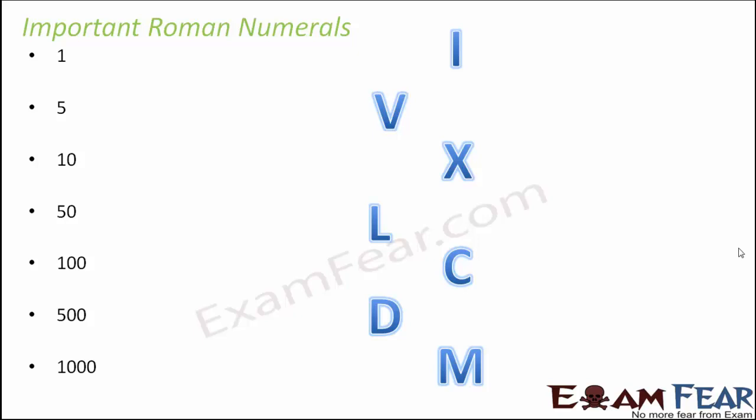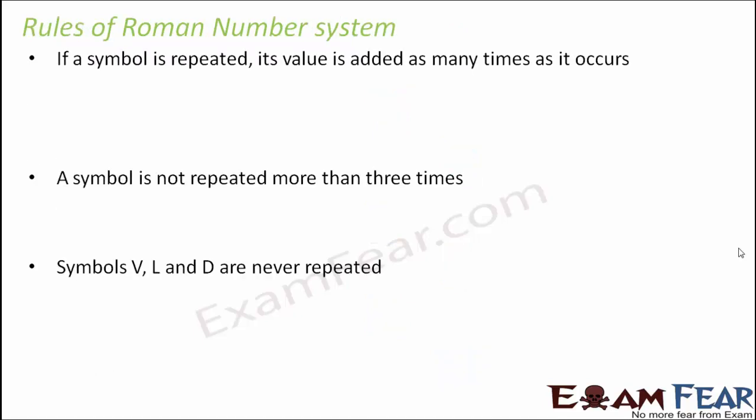So you see, these are all English alphabets which are used to denote these numbers 1, 5, 10, 50, 100, 500 and 1000. So now have a look at this very carefully. You need to remember these important numerals. Once you remember these, it will be very easy for you to write any other number you want to. So now we will be discussing the rules.